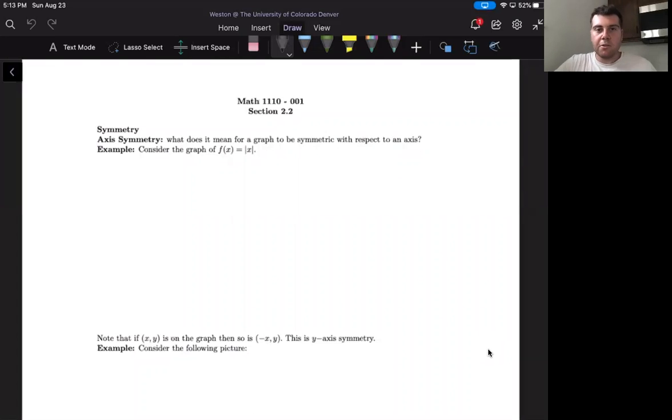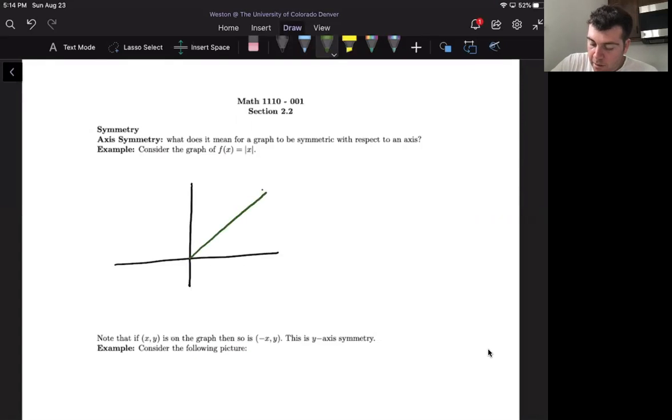Okay, we're moving on to section 2.2, and in this section we'll be talking about symmetry. So basically in this video, we want to figure out what it means to be symmetric with respect to either the x-axis or the y-axis. So as a first example, we'll consider the graph of f of x equals the absolute value of x.